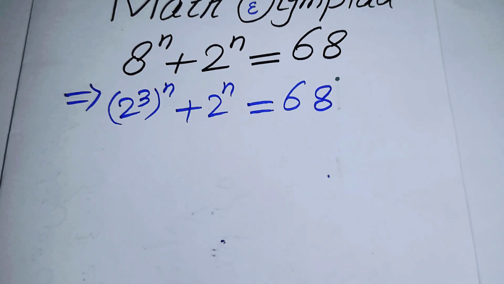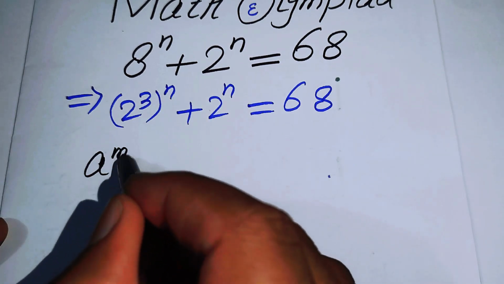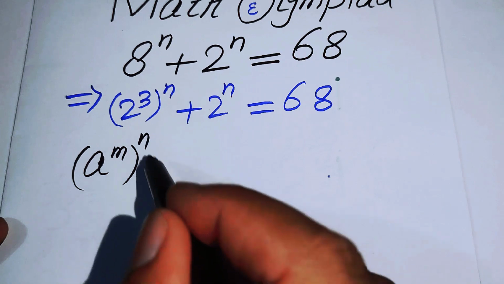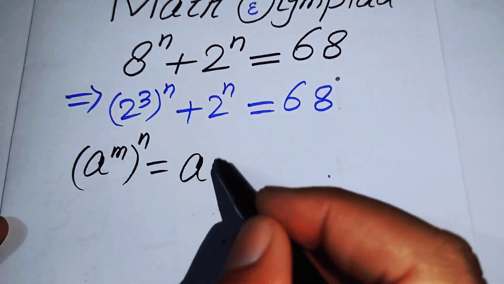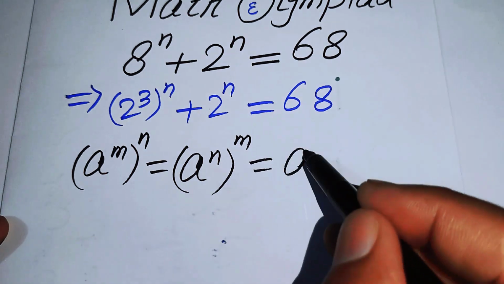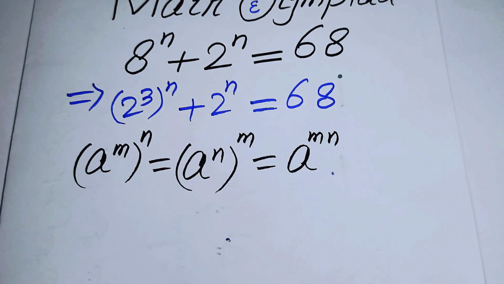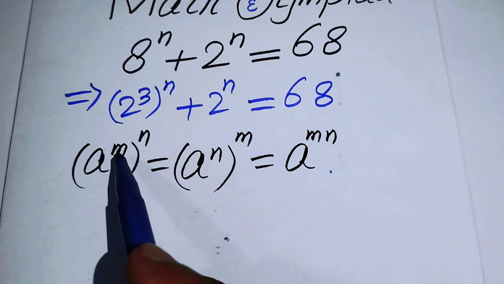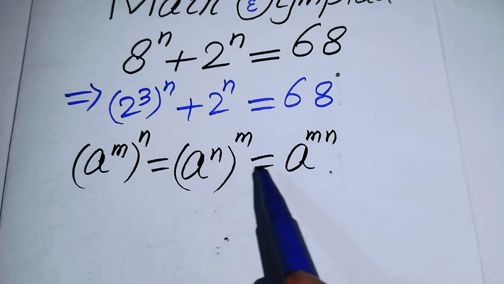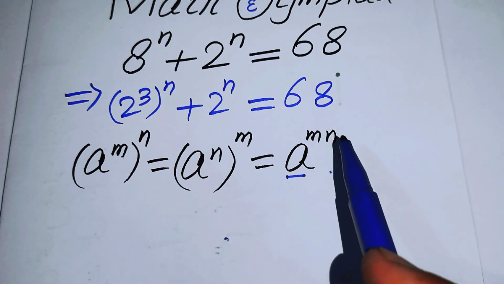After this step I can apply the nice exponential law, and you know about this law: if we have a to the power of m to the power of n, it is equal to a to the power of n to the power of m, which is equal to a to the power of m times n. So it means that if you interchange these two exponents, then you will always get the same answer, which is a to the power of m times n.